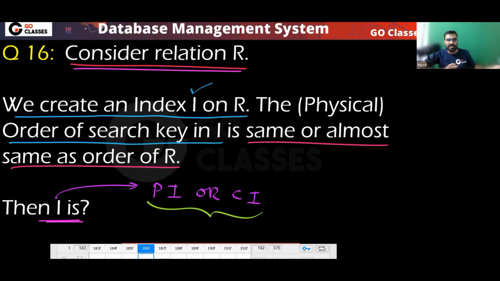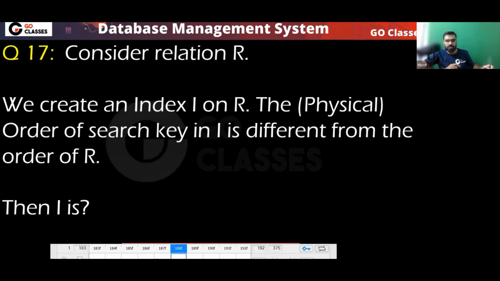In the options, if they give clustering index, that will be the answer. If they give primary index, that will be the answer. They will not give both of them, or more information will be given. Like if they tell you the search key of this index in the data file is a candidate key, then you can say this index is a primary index. Now tell me about this question.